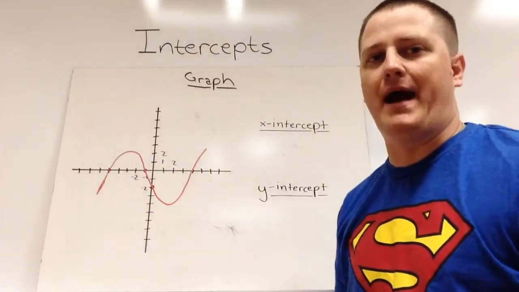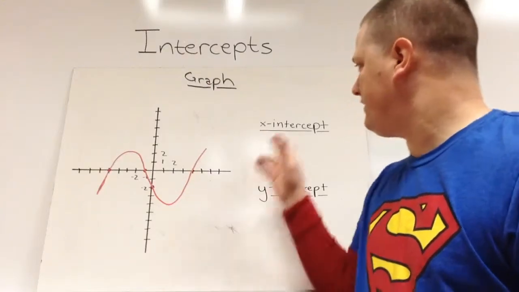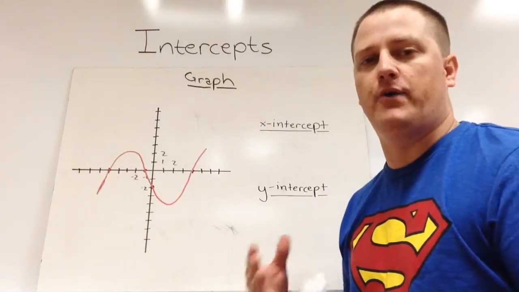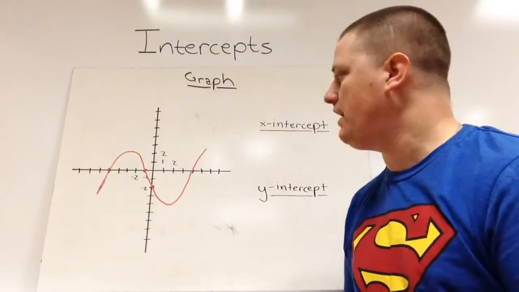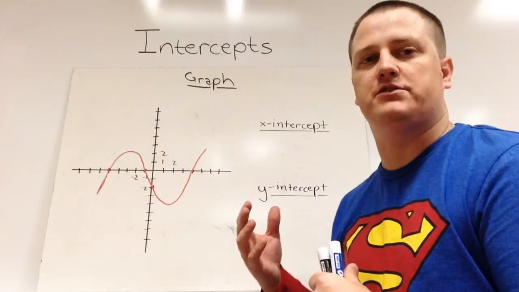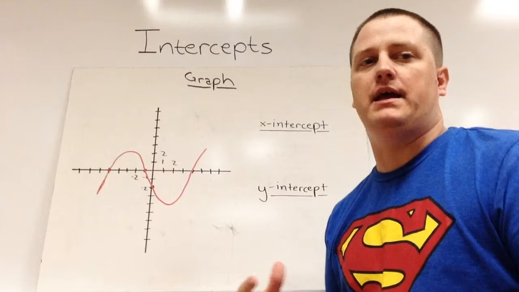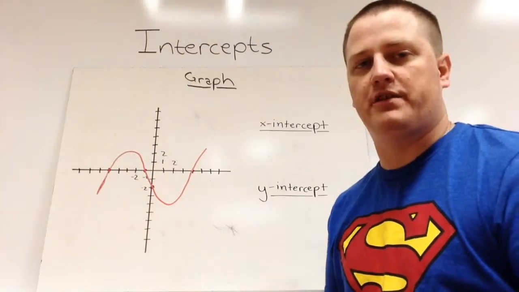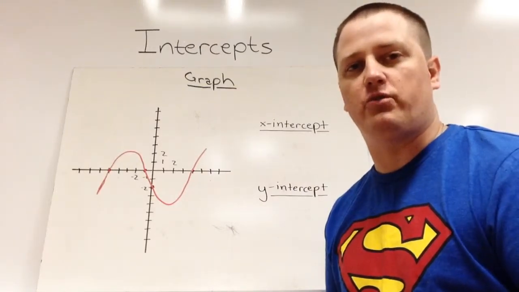Here's an example of a graph and looking for intercepts. There are two types of intercepts. There's an x-intercept, which is a point where a graph crosses the x-axis, and a y-intercept, which is a point where a graph crosses the y-axis. There can be more than one x or y-intercept in a graph or a table or an equation, where we just kind of have to roll with each problem and see how many there are in each situation.